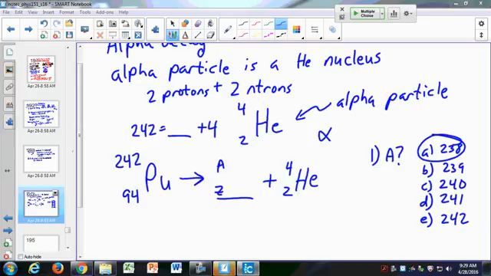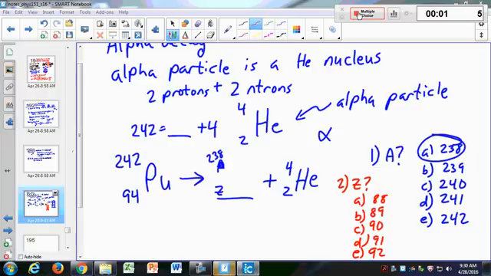Okay. So my atomic mass number value here for A is going to be 238. All right, what is the value for Z? So let's try this now for Z. The second question will be what is Z? What is the value for Z?